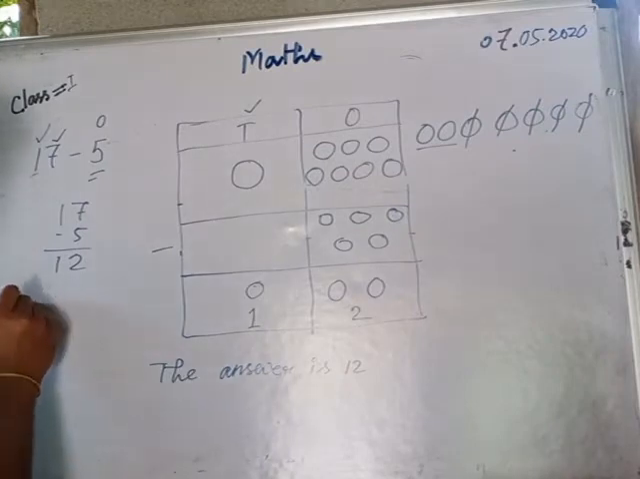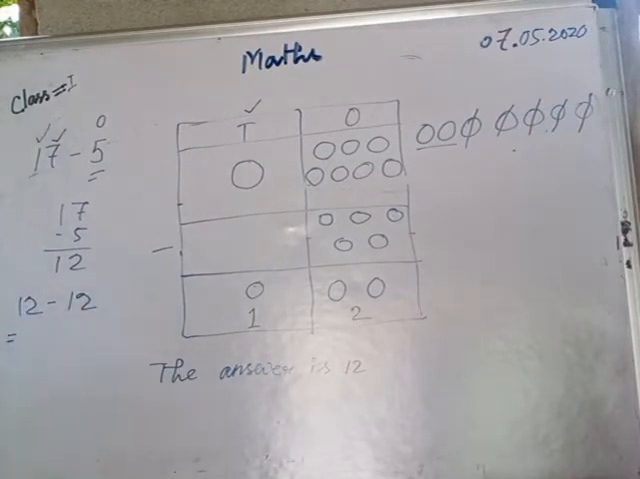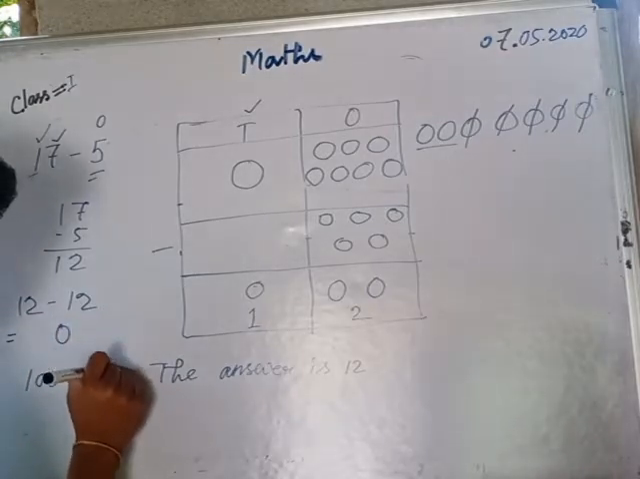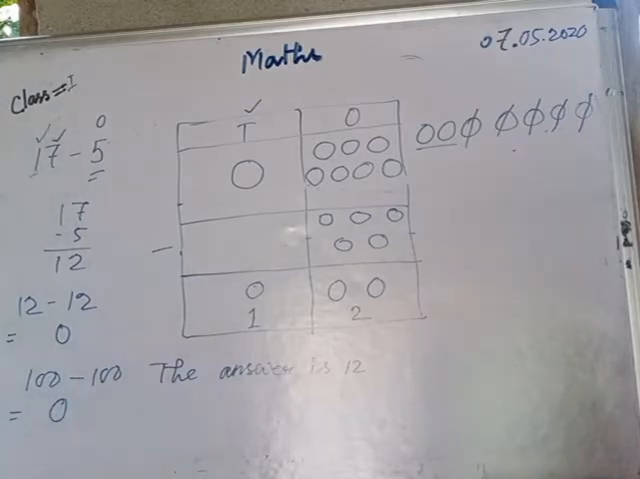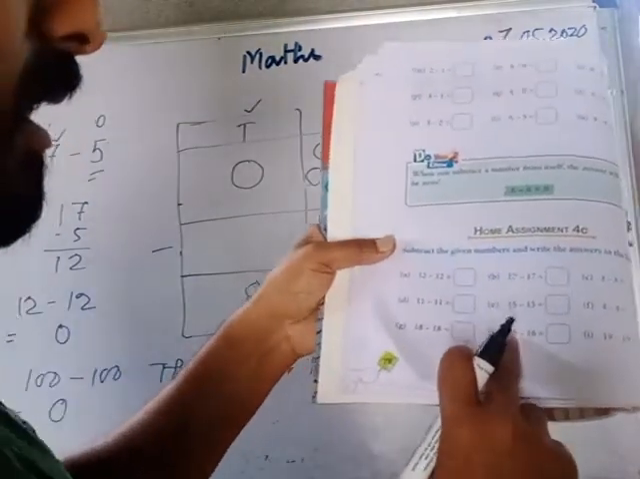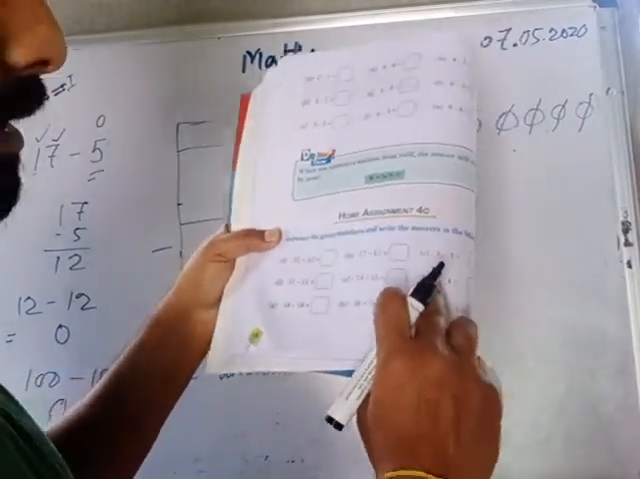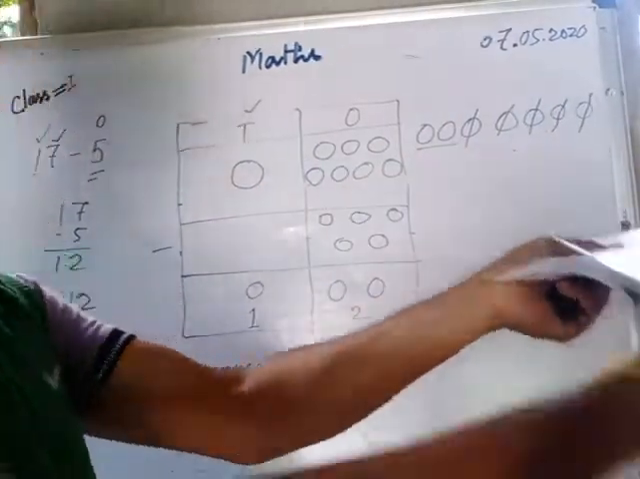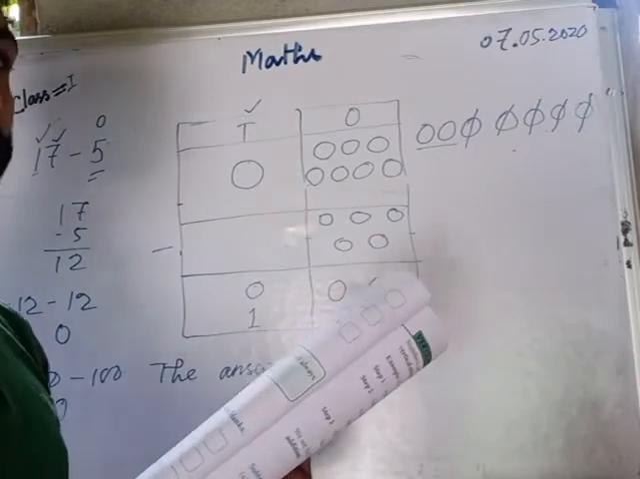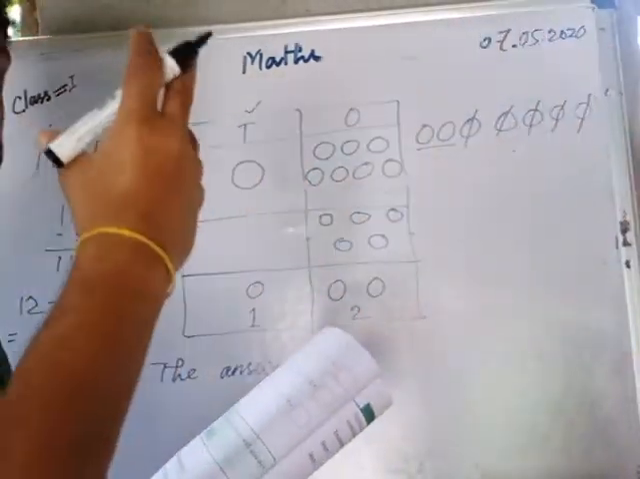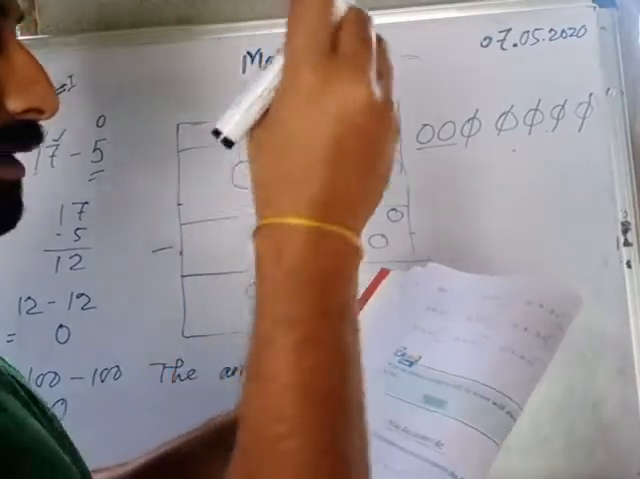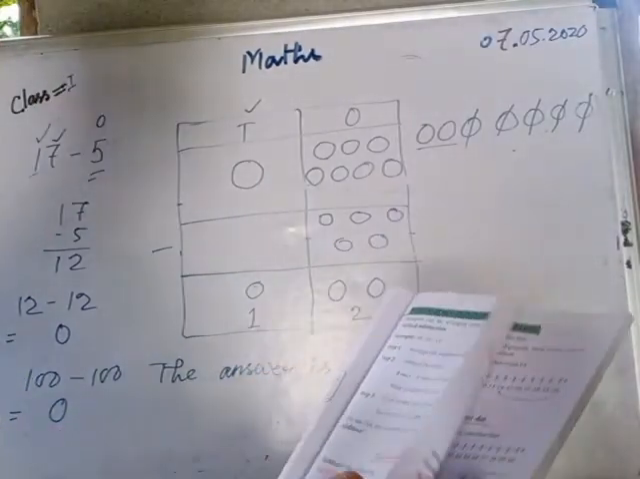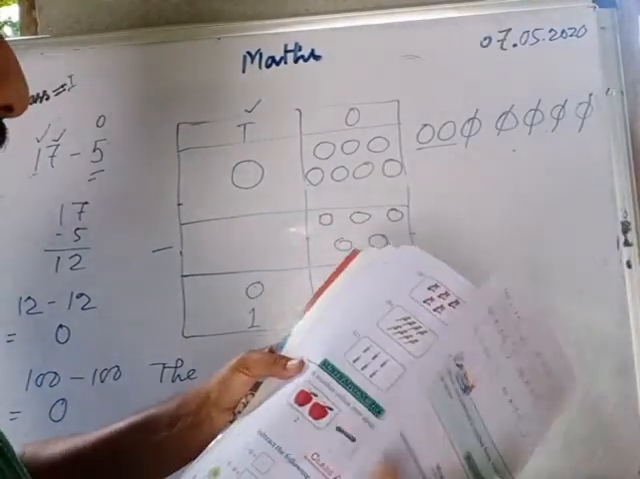If we should subtract the number from the same number, that means it is 0. If it is 100 minus the same number, that is also 0. So we should write here 0. 16 minus 16, 19 minus 19, 4 minus 4. Suppose I will give you 4 books and I will take 4 books from you, that means you should get 0. If I give it and I take the same numbers, that means it is 0. So these are also your homework.